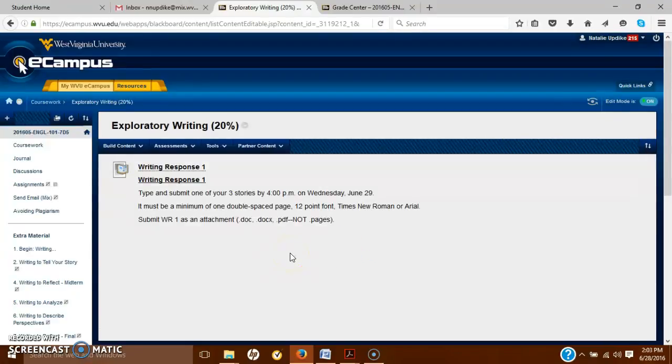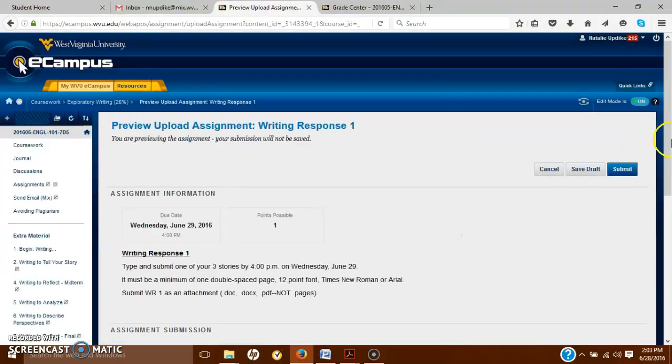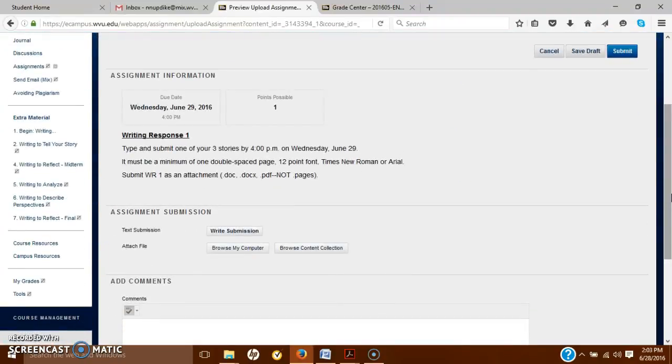So writing response 1, like I said here, type and submit 1 of your 3 stories by 4 p.m. on Wednesday today. Must be a minimum of 1 double-spaced page, 12-point font, Times New Roman or Arial, and then submit it as an attachment. So when you go up here to the first writing response 1, click on it, and this might be review for most of you.